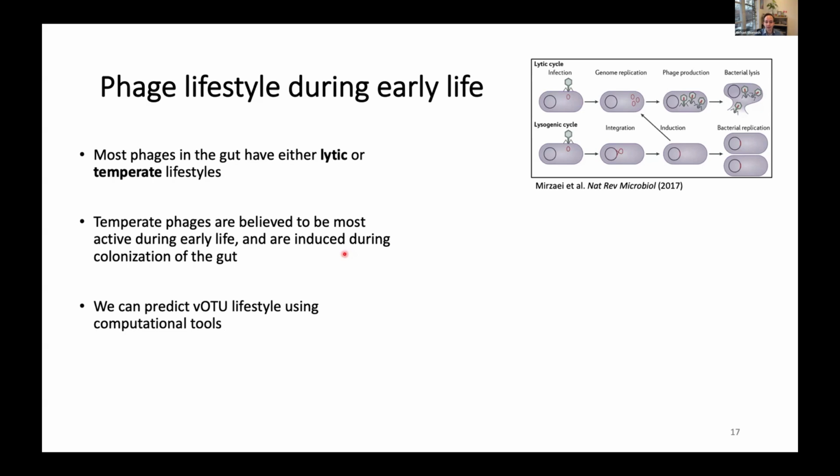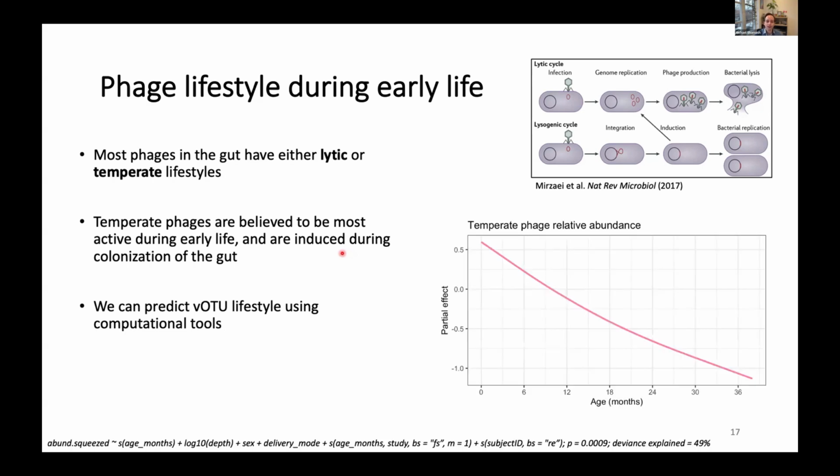So we could predict viral OTU lifestyle using computational tools. And when we plot the cumulative relative abundance of temperate phages over time and model that, we see a significant decrease in temperate phage abundance over time, indicating that there's a negative association with age, reaching levels that are quite low and similar to what's seen in adults as well. So this was exciting that we could confirm that as well.